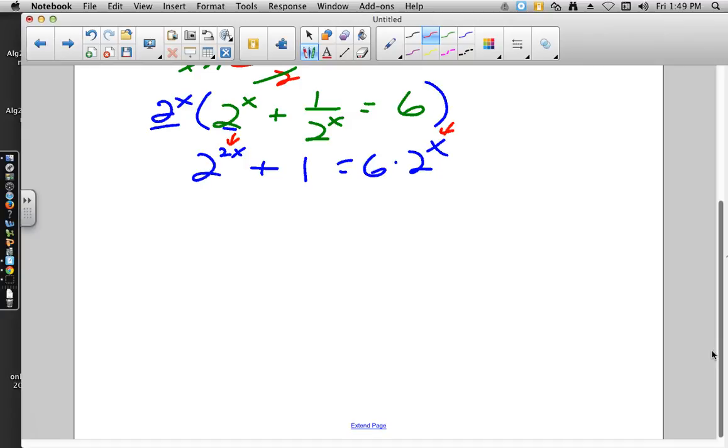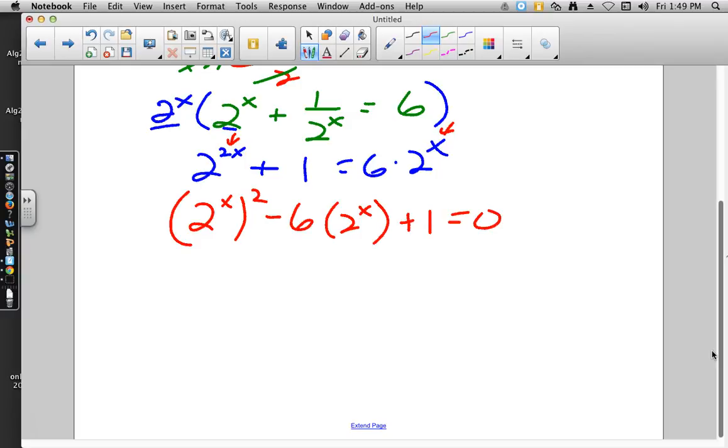All right, next thing to do is to realize this is something squared. This is something to the first power, so we are really looking at a quadratic. So I'm going to go ahead and move the 6 times 2 to the x term over. And once again, it just looks completely complicated as long as we leave that 2 to the x in there. So we're going to go ahead and make w equal 2 to the x. And this will be w squared minus 6w plus 1 equals 0.